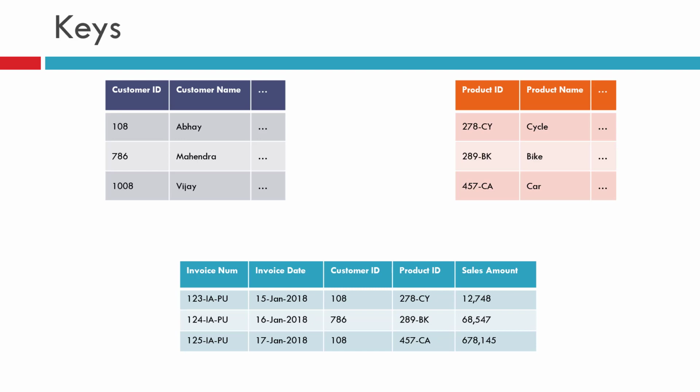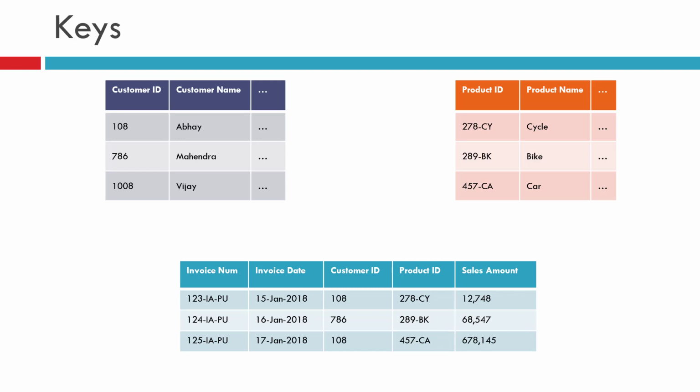For example, if we want to identify details related to a customer named Abhay, we can simply use the customer ID unique to that customer. There might be instances where two or more customers have the same or similar name, but the customer ID for each one of them would be unique. Every table must have a primary key.